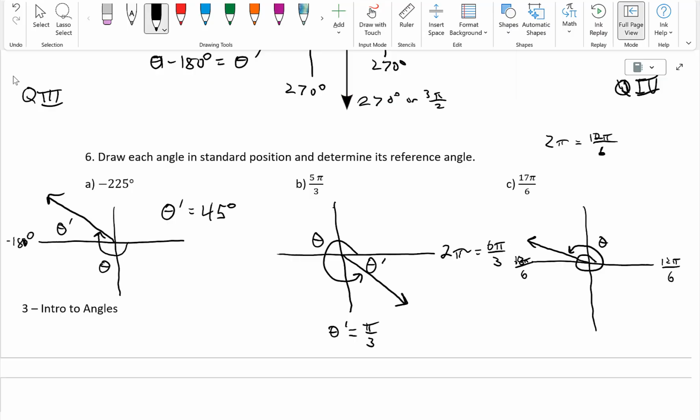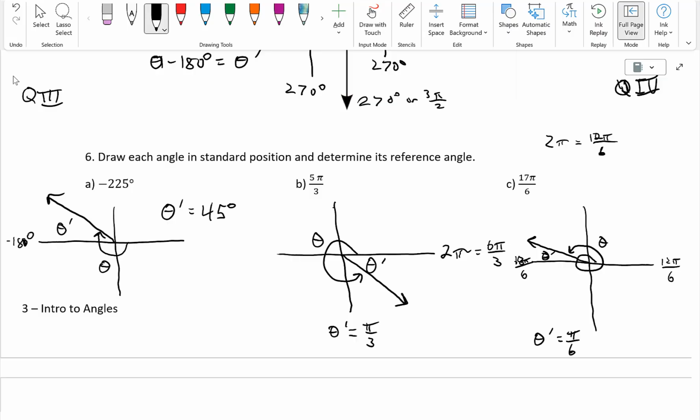So I did some of the scratch work there on the side. We got 18 pi over 6, which would be the same as 3 pi, right? So 2 pi bigger than pi over there. And the 18 minus 17 gives us just a pi over 6 remaining for that little reference angle theta prime.